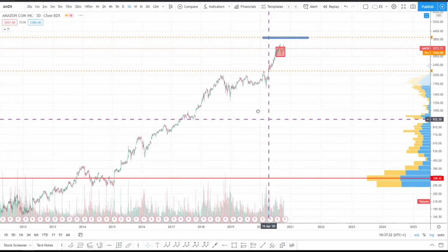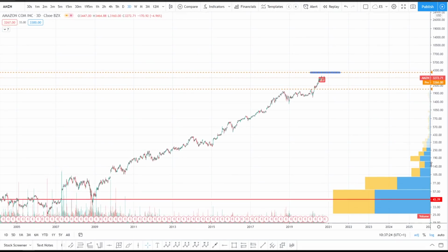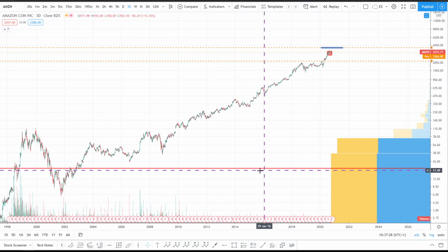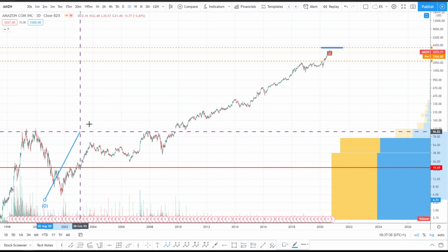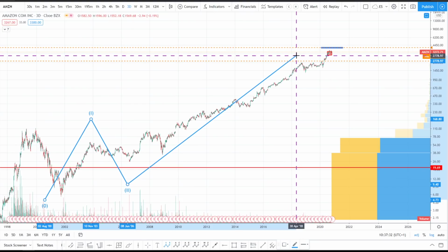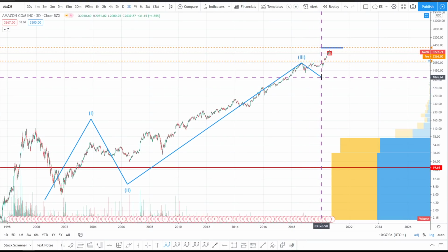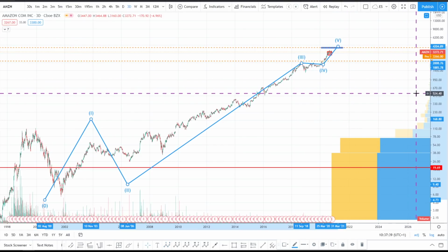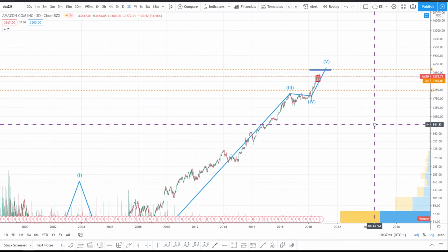You can clearly count 5 waves. You don't even need me to show you. You could easily get 5. There's so many ways you can get 5 into here. 1, 2, all of that is a 3. Big time running flat here, 4, and then 5. Where do we think Amazon's going to go? At some point, we're going to have to call a top.